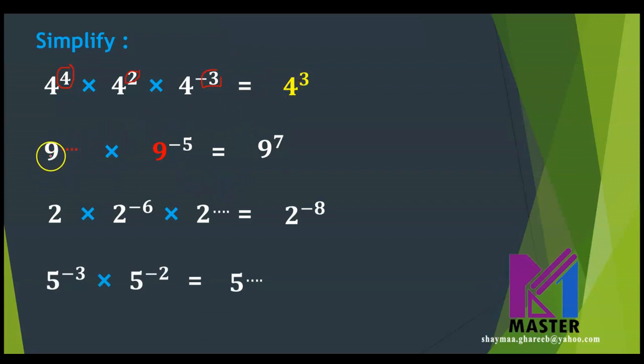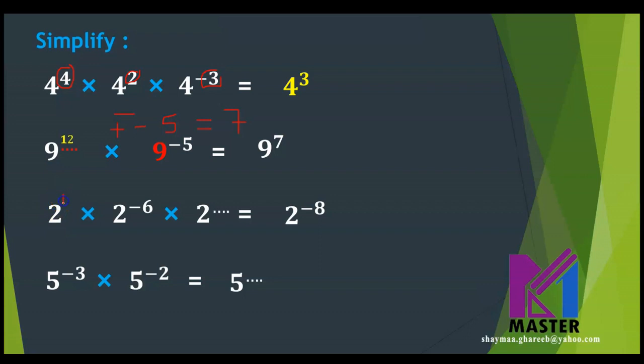The second example, 9 to the power of what, times 9 to the power of negative 5 equals 9 to the power of 7. So what number plus negative 5 gives 7? Which means what number minus 5 gives 7? So you are going to add the 5 and 7, which is 12. So 9 to the power of 12.